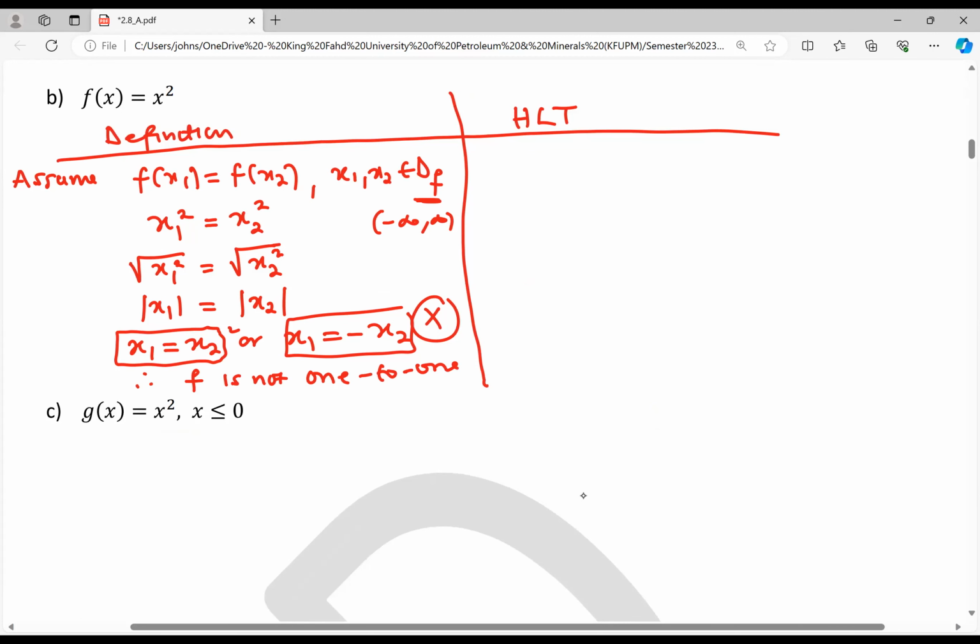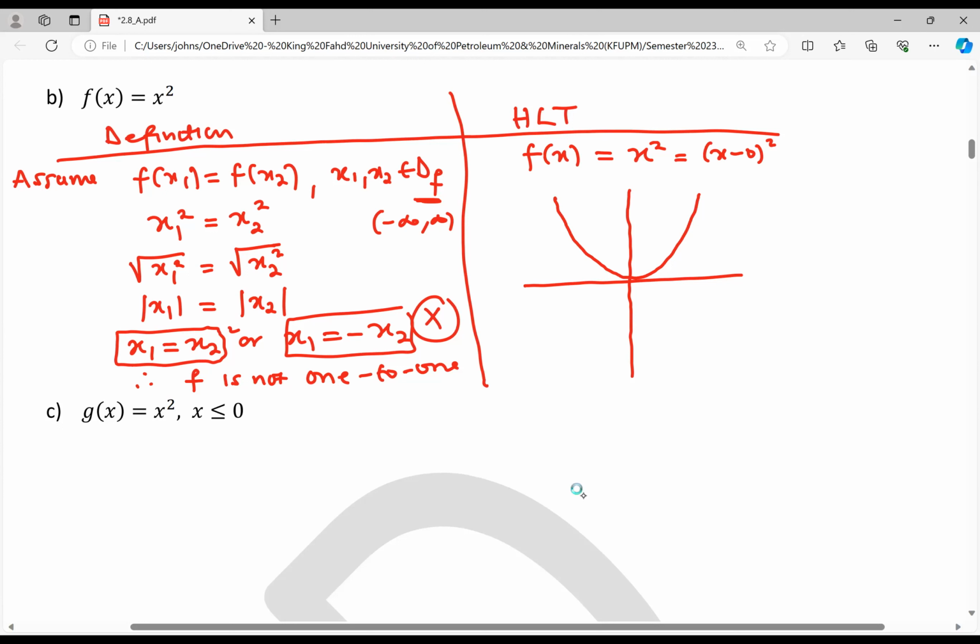Okay, then the next one is to use the horizontal line test. This is x squared. It's easy to see that you can write this as x minus 0, all squared. The multiplicity of 0 is 2, so it's just going to be tangent, right?